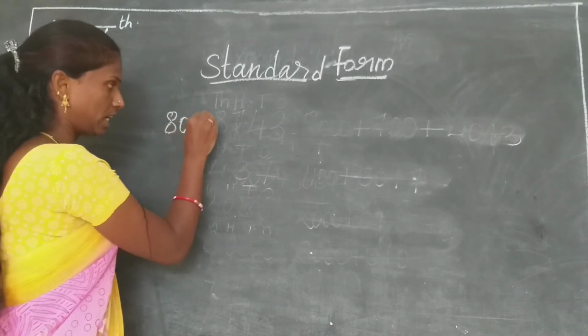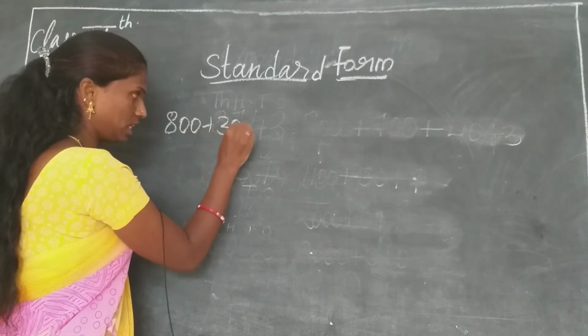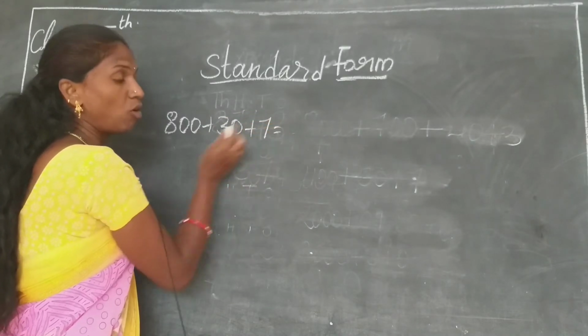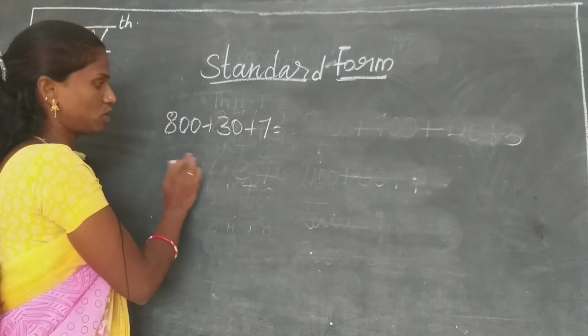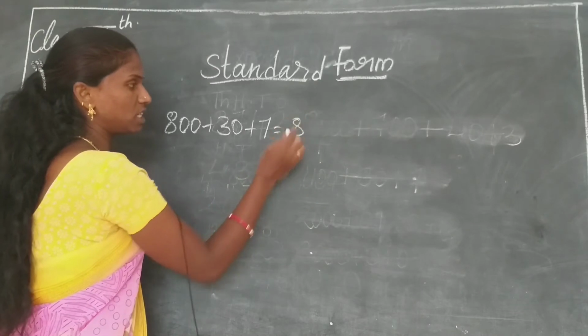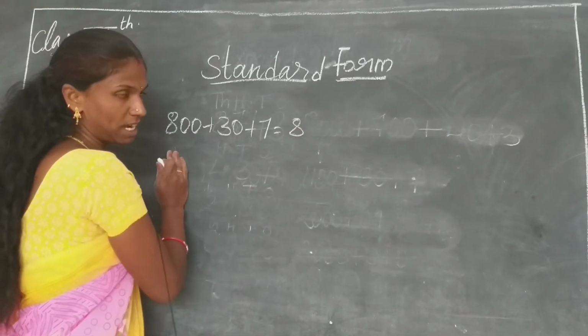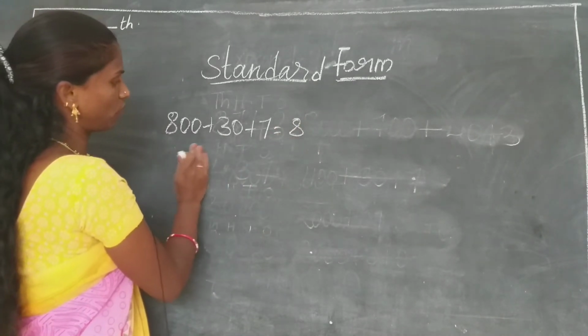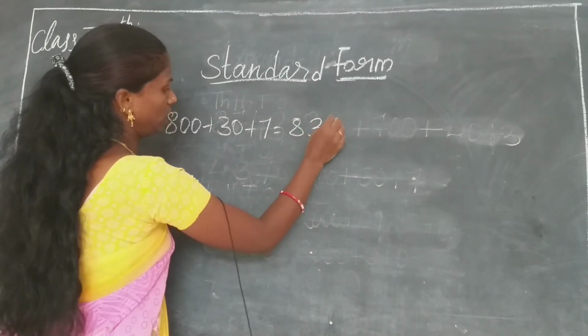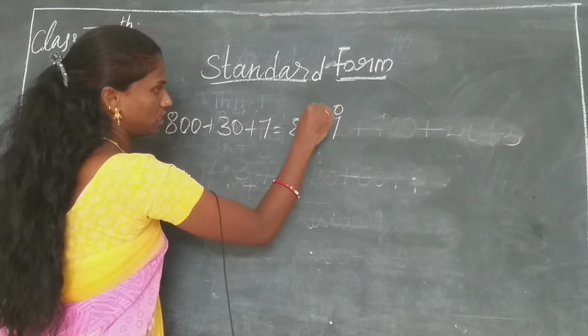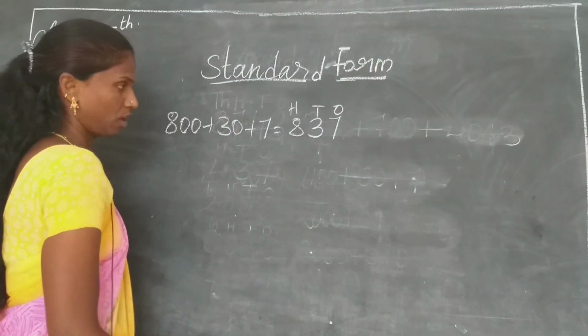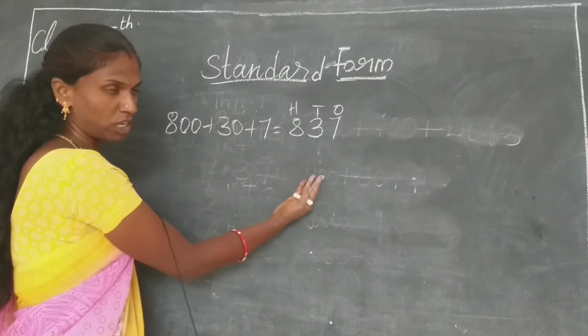If it is 800, if it is 30, here it is 7. How to write this number in the standard form? As it is. This is opposite to expanded form. So we have to write 8, 3, 7. Ones, tens, hundreds. So standard form is opposite to expanded form.